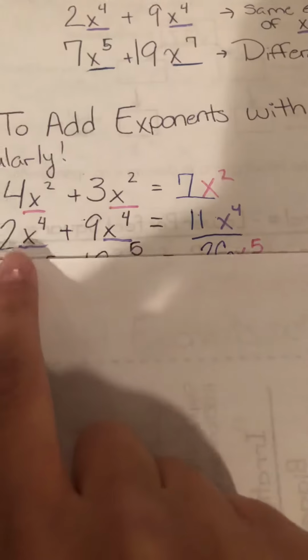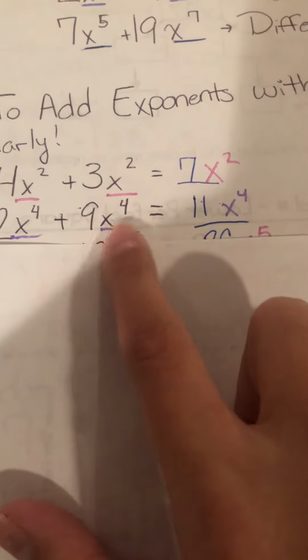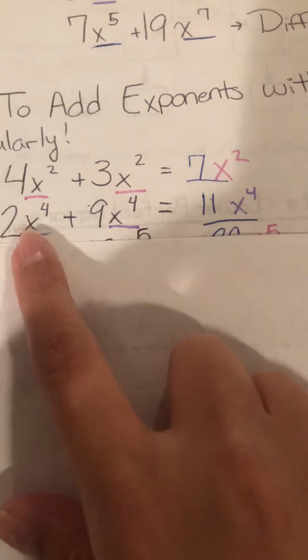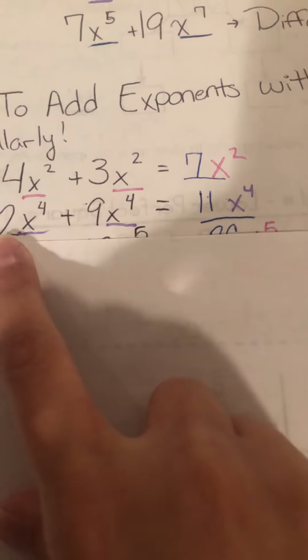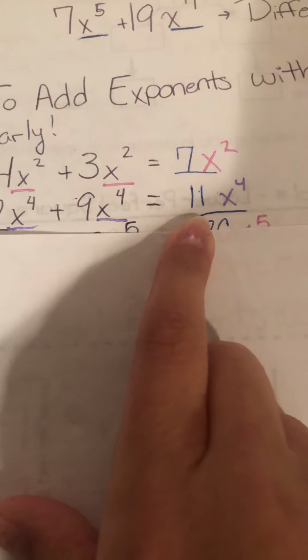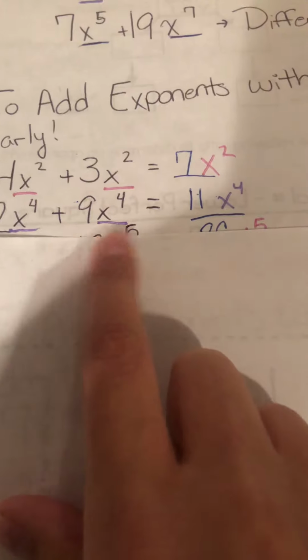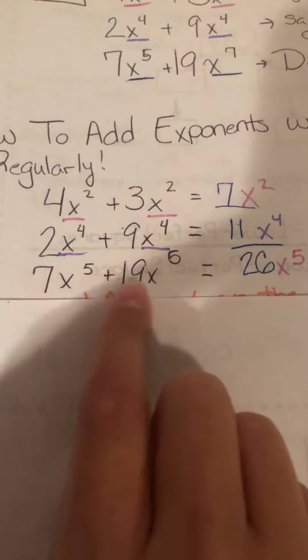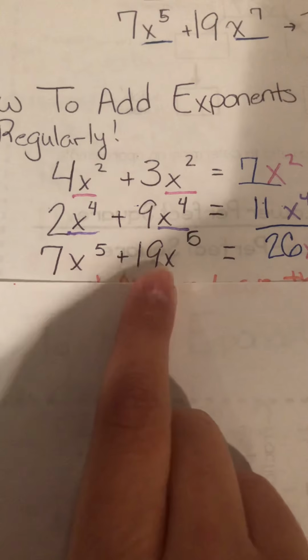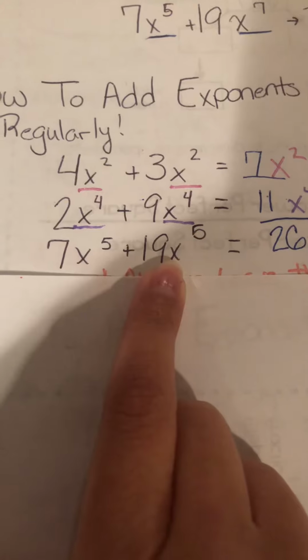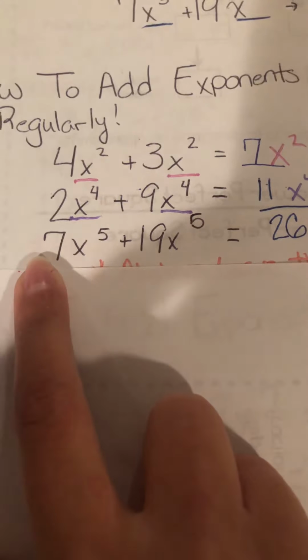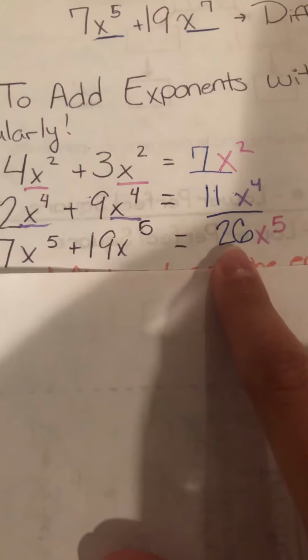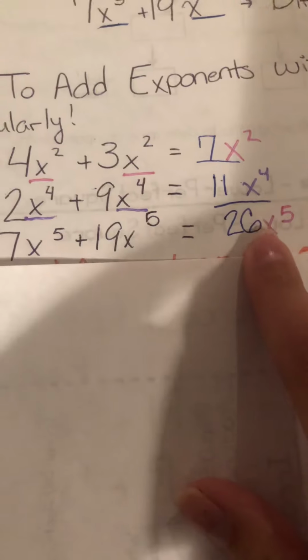Another example, I have 2x to the fourth and 9x to the fourth gives me 11x to the fourth. You keep the same ending of x to the fourth and you add the coefficients. 2 and 9 gives me 11, so 2x to the fourth plus 9x to the fourth gives me 11x to the fourth. Last example is 7x to the fifth and 19x to the fifth. They have the same ending of x to the fifth, so my answer is going to be something x to the fifth. 7 plus 19 gives me 26, therefore 7x to the fifth plus 19x to the fifth gives me 26x to the fifth.